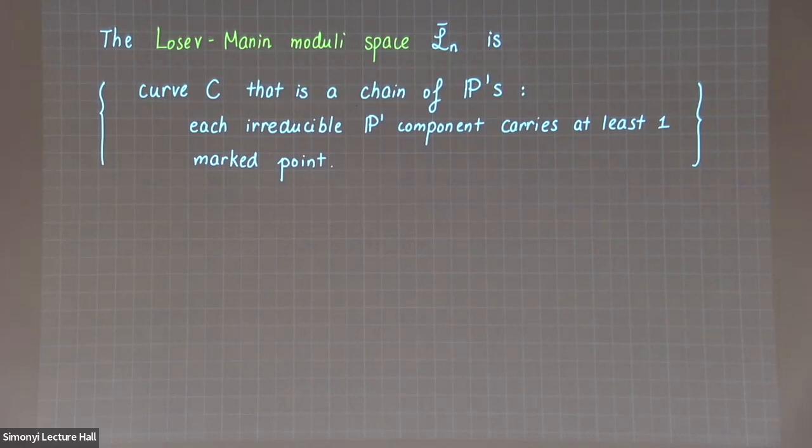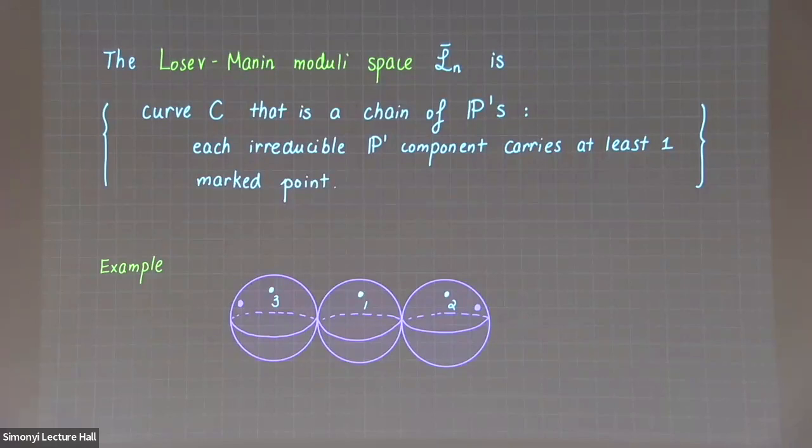Okay, so let me also introduce the moduli spaces of curves that play the role in the type A case. The first one that I'll mention is the Losev-Manin space, which is denoted by L-bar, and it's a parametrizing space. Every point in this space gives you a curve that is a chain of P1s, such that every irreducible P1 component carries at least one marked point. And there are n marked points to distribute along these P1s. So here's a cartoon of one element in this moduli space. So I can have three.